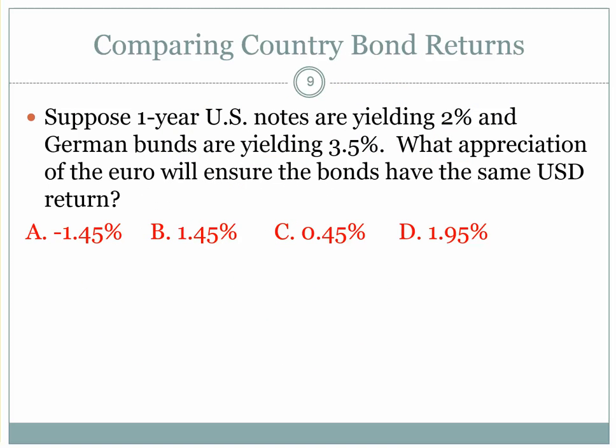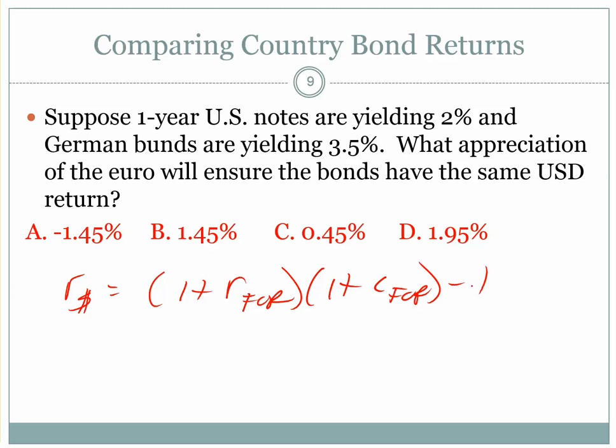This next problem asks a slightly different question with that same formula. So we're still going to use our formula, dollar return: 1 plus the foreign return times 1 plus the appreciation of the foreign currency, minus 1. But in this case it says the US notes, Treasury notes, are yielding 2%. German Bunds, which are their Treasury notes, are yielding 3.5%. What's the appreciation of the euro to ensure the bonds have the same US dollar return?